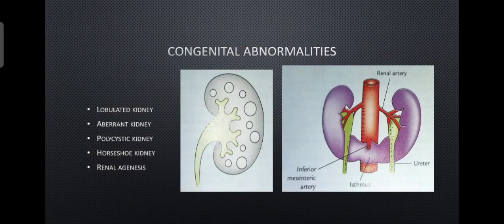Here in the congenital anomalies, we can see the lobulated kidney, that is the presence of fetal lobules in the adult kidney, but it has no clinical significance. That is, it does not cause any impairment to the function of the kidney.